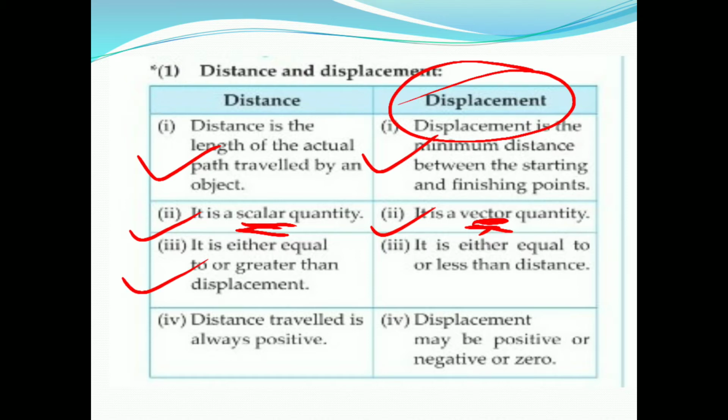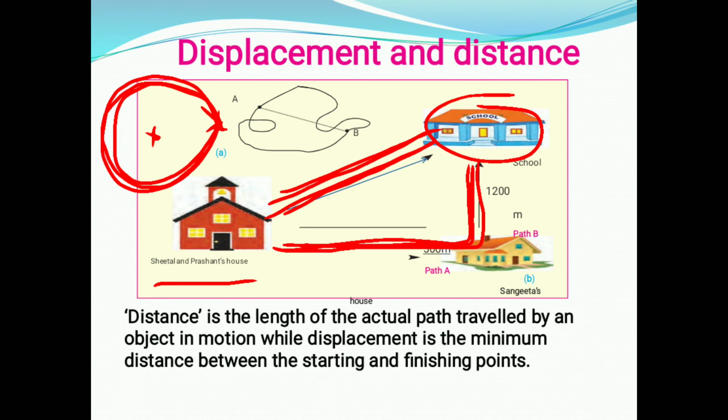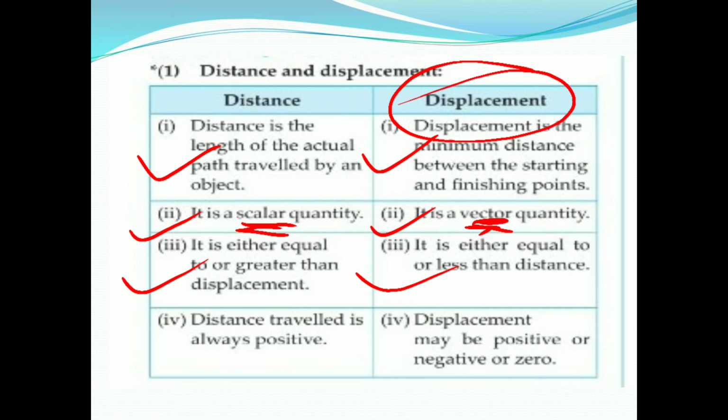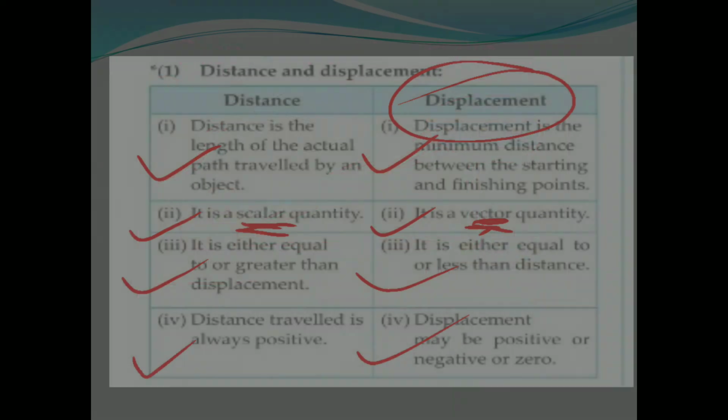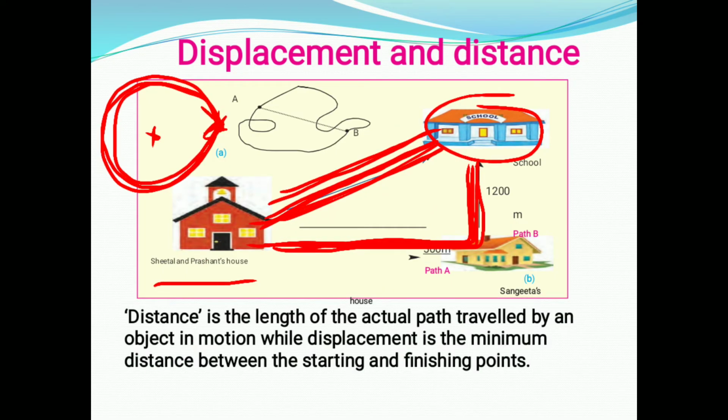Okay, distance is always greater than or equal to the displacement, while displacement is always less than or equal to the distance. Here you can see this is the distance and this is the displacement. So displacement is less than the distance. Distance traveled is always positive, while displacement may be positive or negative or 0. You have seen here in the condition of Earth completing its revolution, the distance is always positive, but its displacement is 0.